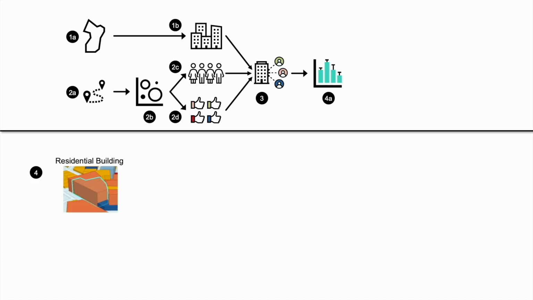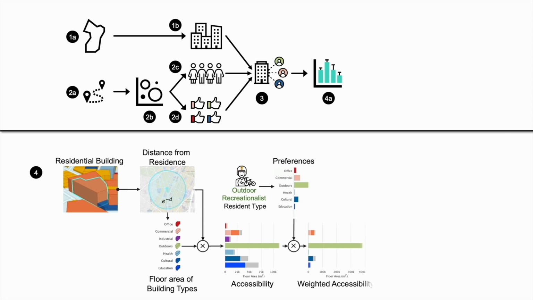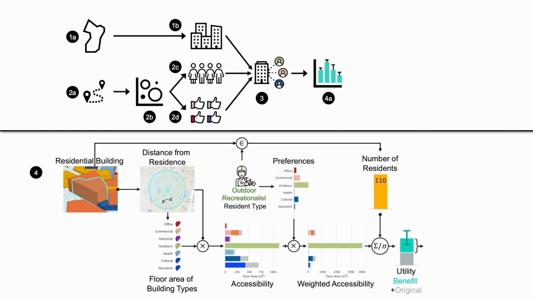Here is an example. For a residential building, we check the floor area of each building type within a certain distance to figure out accessibility. By multiplying this with resident preferences, we get what we call weighted accessibility. Now, the overall utility of living in the building is determined by finding the average weighted accessibility of all residents, and the difference from the initial utility defines the benefit.